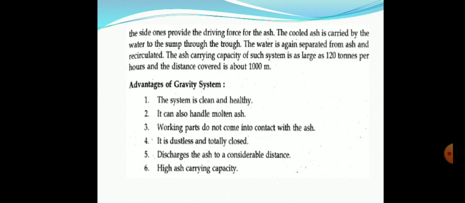The ash carrying capacity of such system is as large as 120 tons per hour and the distance covered is about 1000 meter. Advantages of gravity system. The system is clean and healthy. It can also handle molten ash. Working parts do not come into contact with the ash. It is dustless and totally closed. Discharges the ash to a considerable distance. High ash carrying capacity.